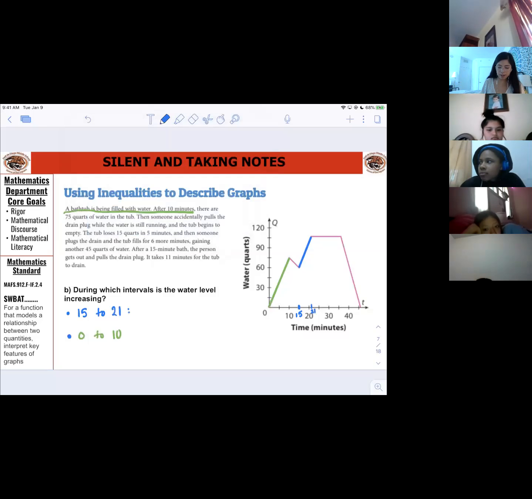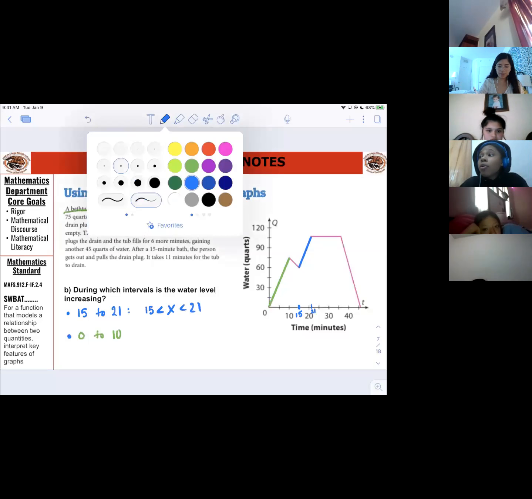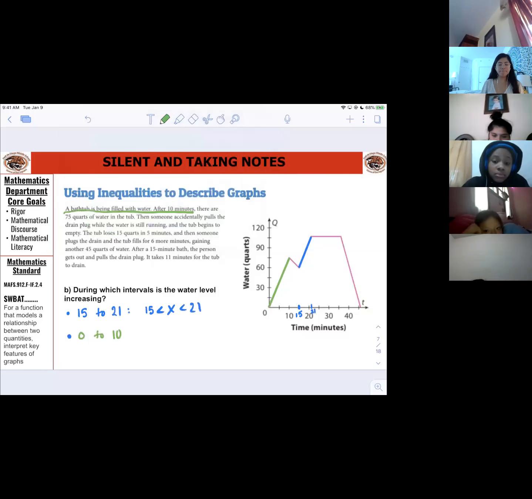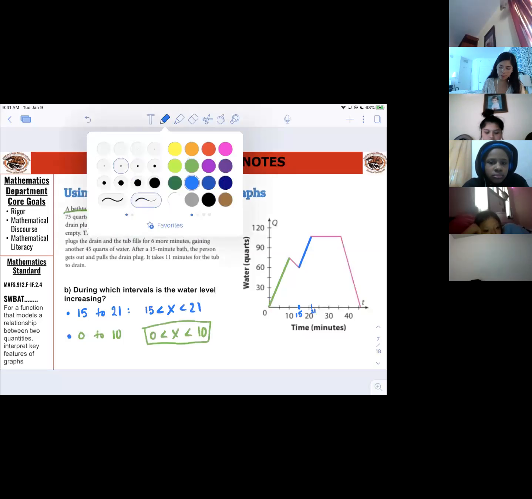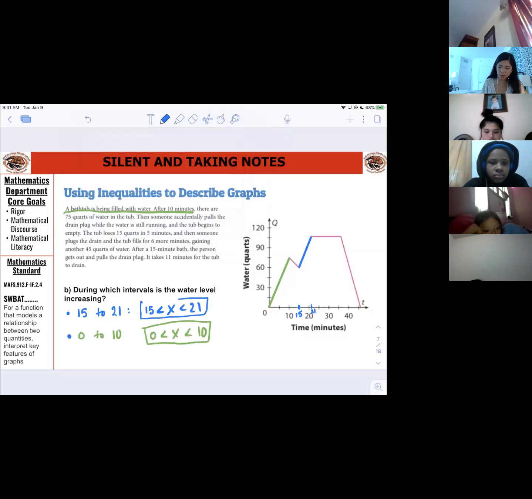So let me write my inequality for the first one. I'm going to write 15 less than x less than 21. It's always going to look like that. So what should I write for my second one? 0 less than x less than 10, like that. It's a little annoying that you have to do it this way, but at the end of the day it's always going to look like this, so that won't confuse you. They're not going to make it look any different.